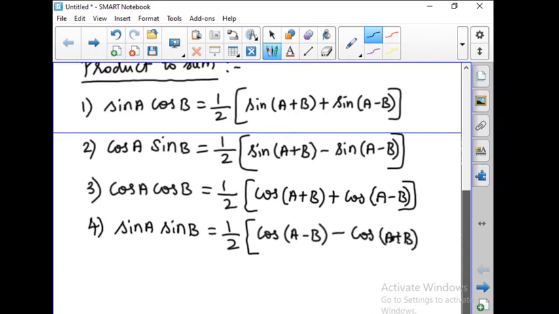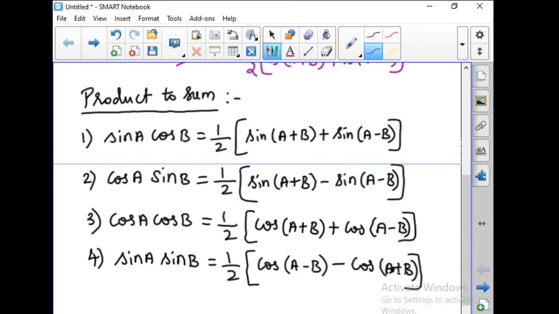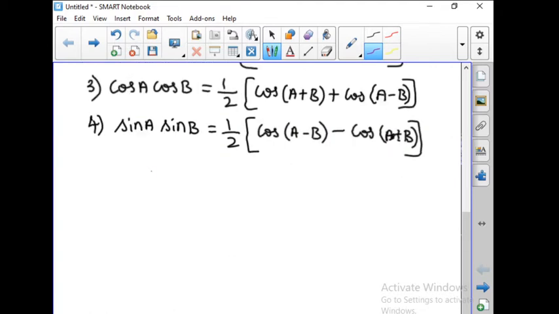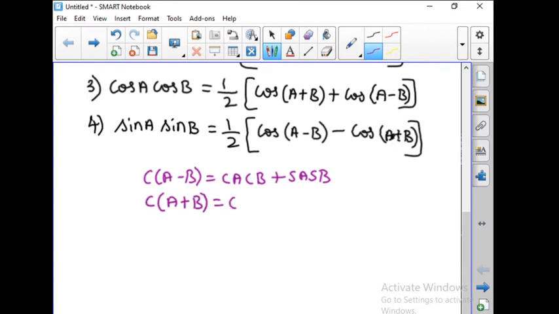I will say why. So what is cos of a minus b? Cos of a minus b is equal to cos a cos b plus sin a sin b. What is cos of a plus b? Cos of a plus b is equal to cos a cos b minus sin a sin b. We need sin a sin b. So we need this term.